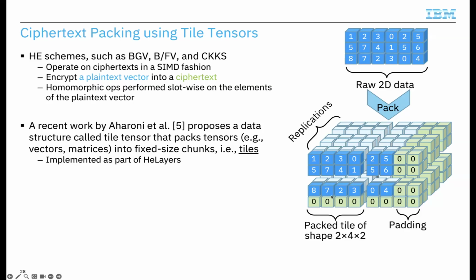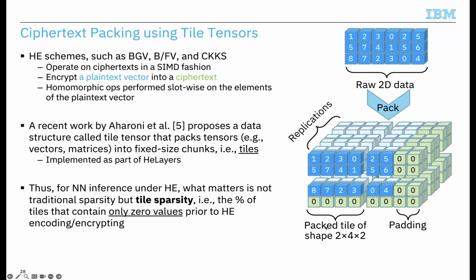And along the z-axis, you have to do replications to be able to match the other tensor that you're doing the operation with. In our case, if you imagine this is the activation, then for the weights, you have to also do some replication. Again, this paper, reference 5, explains the exact math of how this works. But the high-level idea is you would go from the raw plaintext message data into this kind of tiled data. So what we have to worry about is tile sparsity, not individual sparsity. That's the main point I'm trying to make.